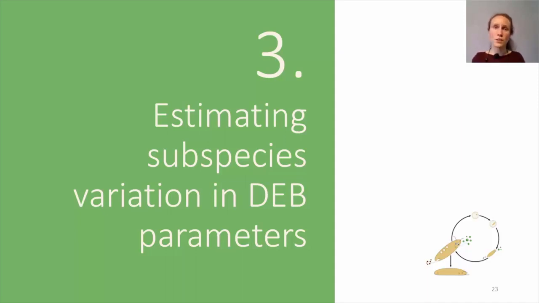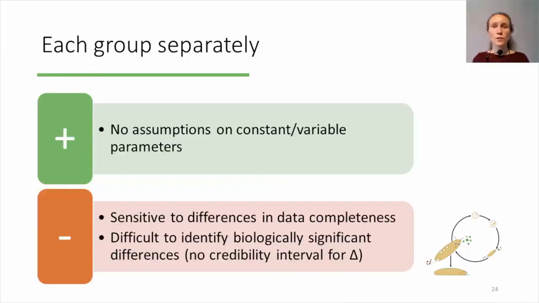It could be taxonomical definition, so actual subspecies, but it could also be different populations within a species, or it could also be different sexes within a species, for example. So first, one option, which is straightforward, is to estimate parameters for each subspecies, or group, as if it were a separate species. In that case, we don't have to make any assumption on the variation between species, so which parameters are more or less variable between subspecies.